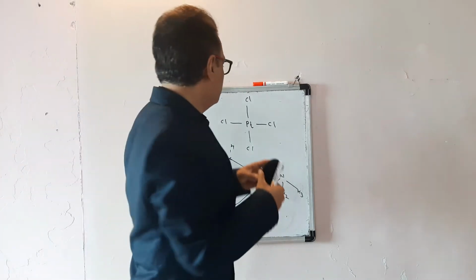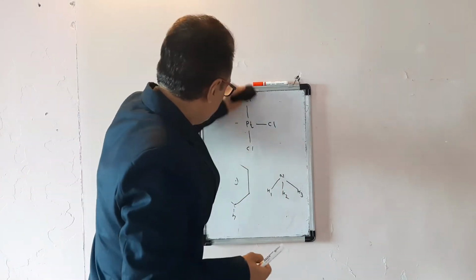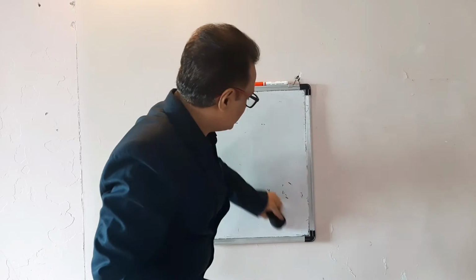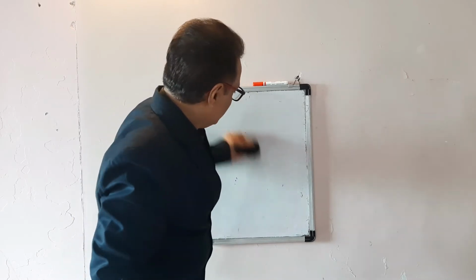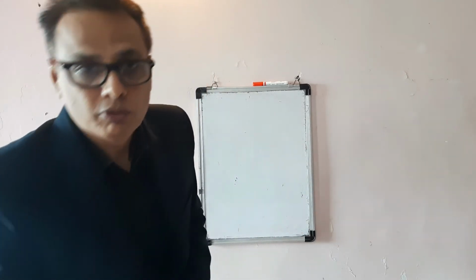Now friends, we are going to discuss the third symmetry element, that is plane of symmetry. Plane of symmetry is denoted by sigma. Plane of symmetry can be explained by taking the example of water molecule.